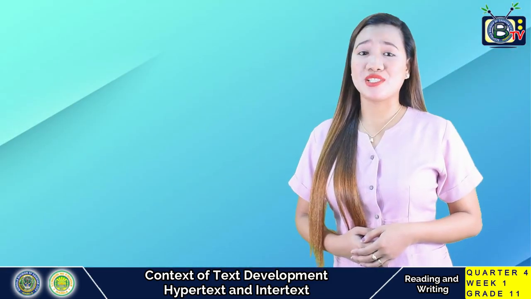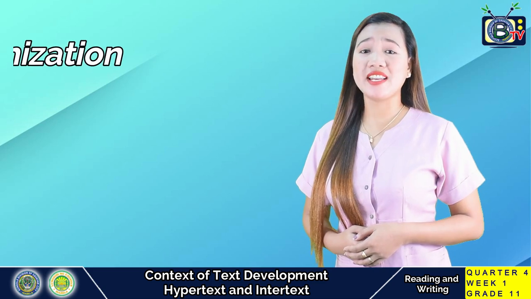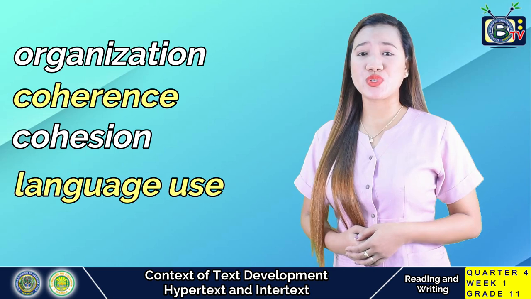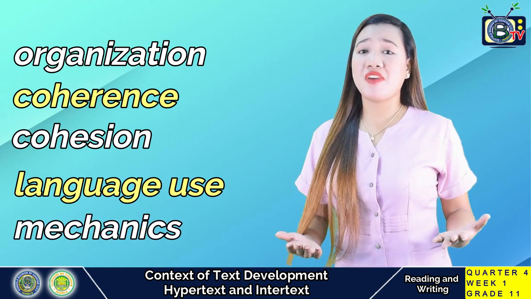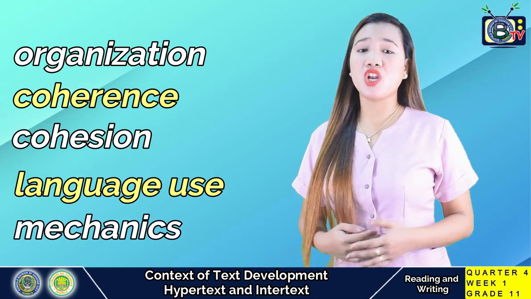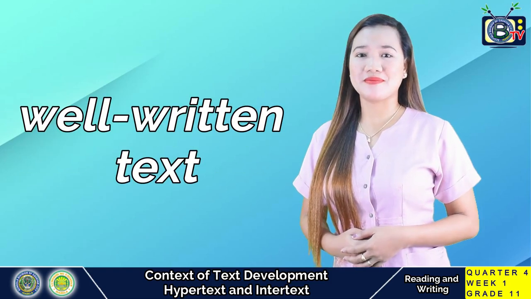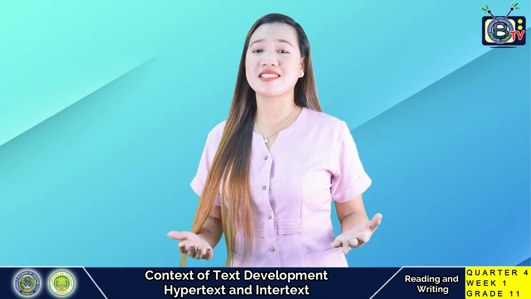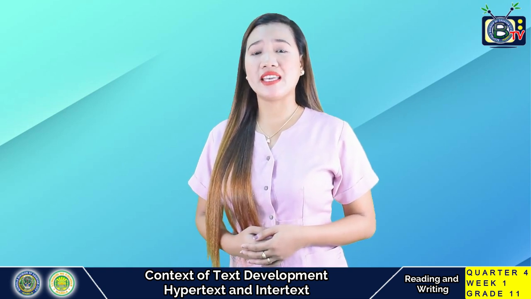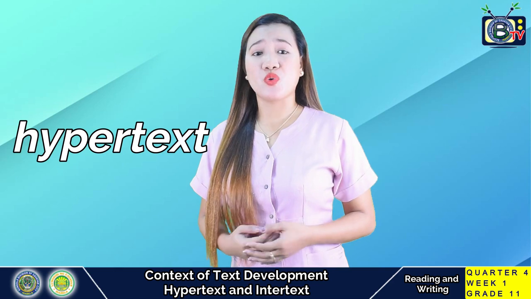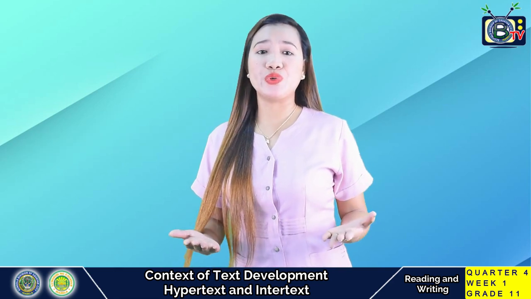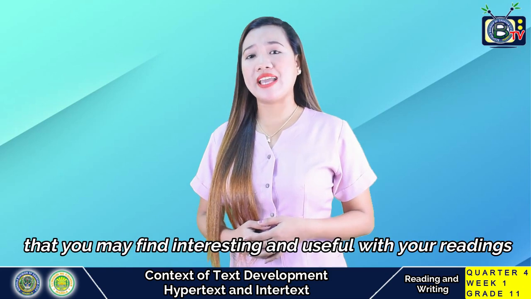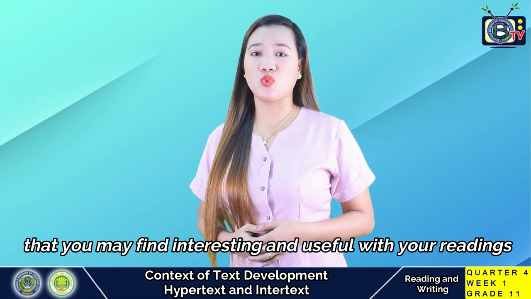In the previous lesson, you have learned that organization, coherence and cohesion, language use, and mechanics play a very significant role in developing a well-written text. After learning the properties of a well-written text, it is important to connect it to hypertext so that it will be easier for you to use connections to other locations that you may find interesting and useful with your readings.